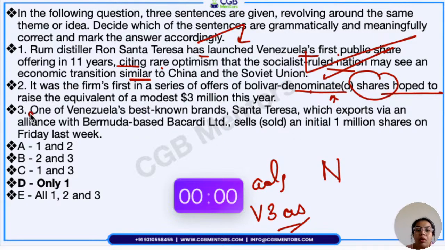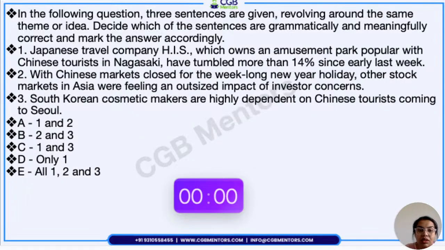Second is wrong. One of Venezuela's best known brands, Santa Teresa, which exports via an alliance with Bermuda-based Bacardi, sells an initial. Look, when we are talking about a time, like on Friday last week, whenever there is a time stamp in a sentence, the tense to be used is past, past indefinite, V2, or simple past tense. If it were not this, if it were just this, that means it does something regularly, then sells might have been right, but at least not in this case, only the first.